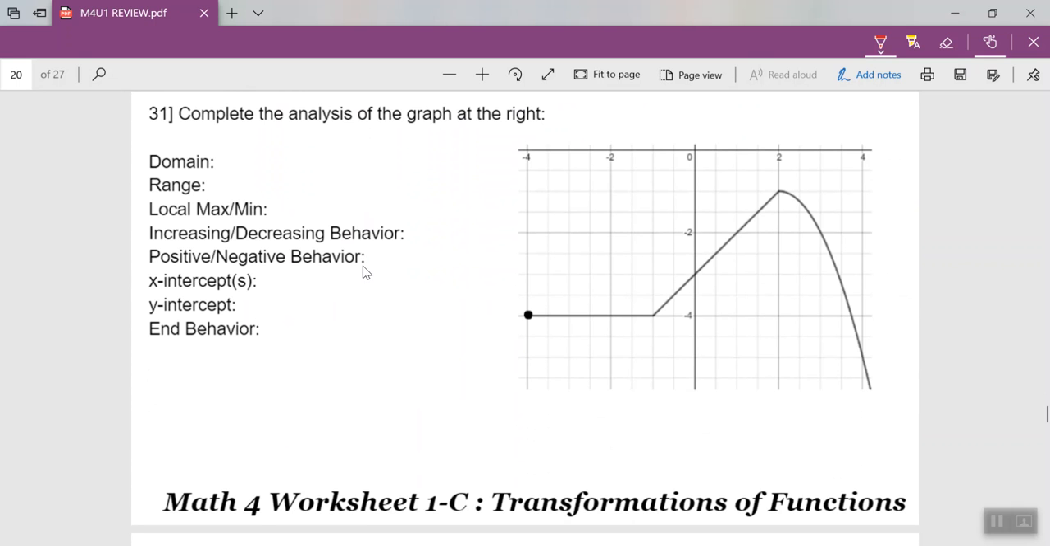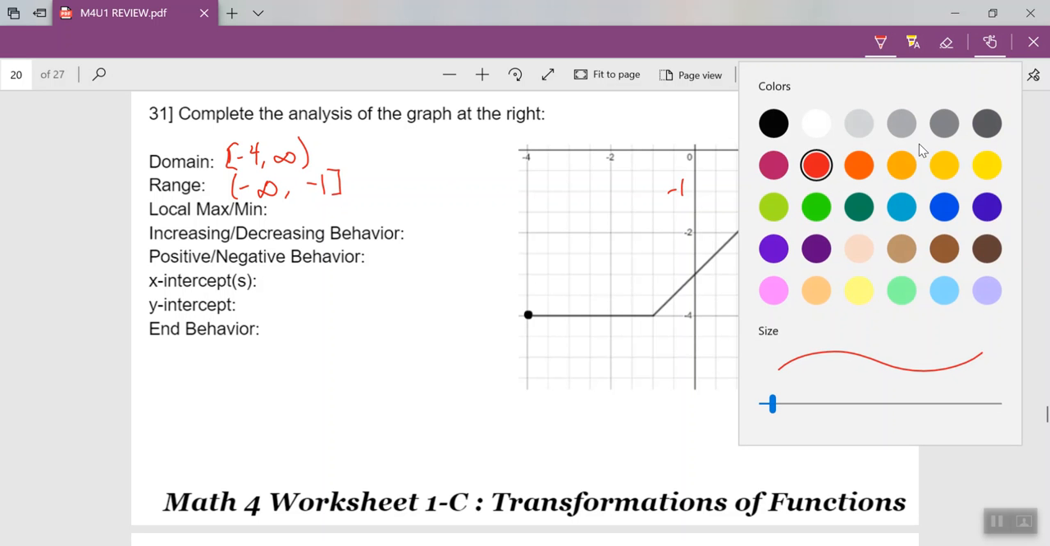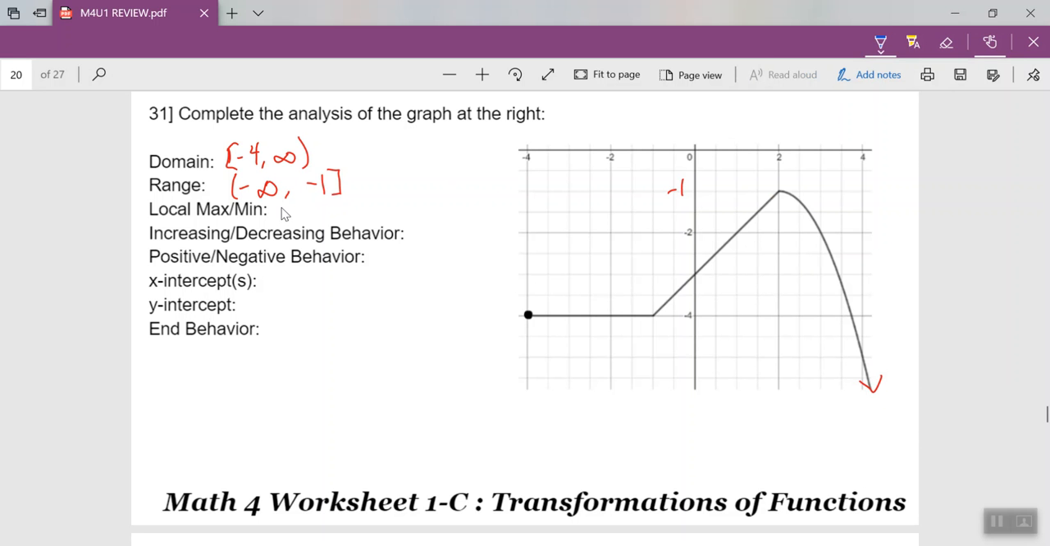All right, now we have the last few weird graphs that we get to name all of the parts of. This is good practice. That presumably goes on forever, but it stops there because there's a dot. So the domain goes from negative 4 to infinity. The range looks like it gets as high as negative 1 and then goes down. So we're actually starting with negative infinity and getting up to negative 1, and there's a bracket there. All right. Local max or min.